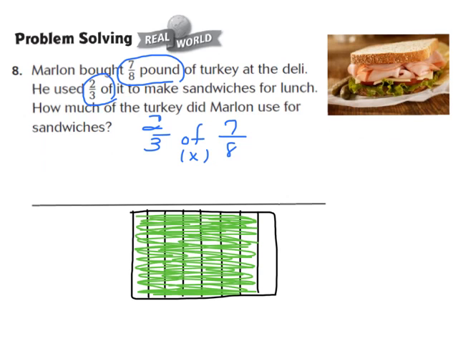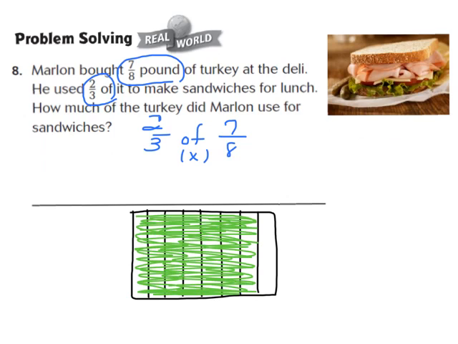Now your model should look like mine. We have 1, 2, 3, 4, 5, 6, 7, 8 equal columns, and we've shaded in 1, 2, 3, 4, 5, 6, 7 of those columns. And once again, that represents that second factor, which is 7/8.